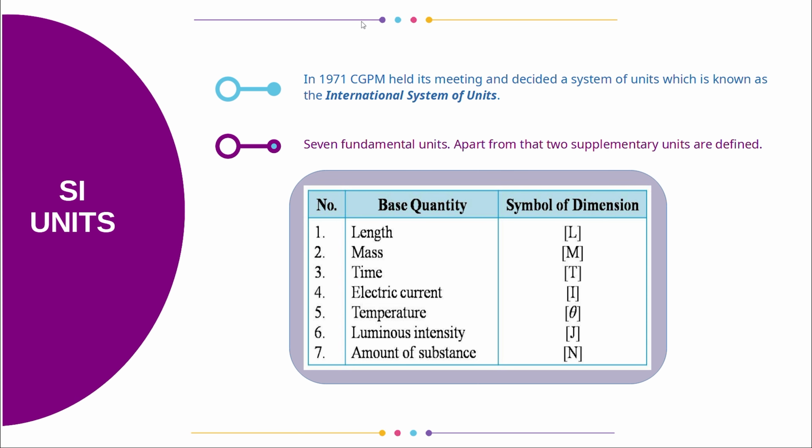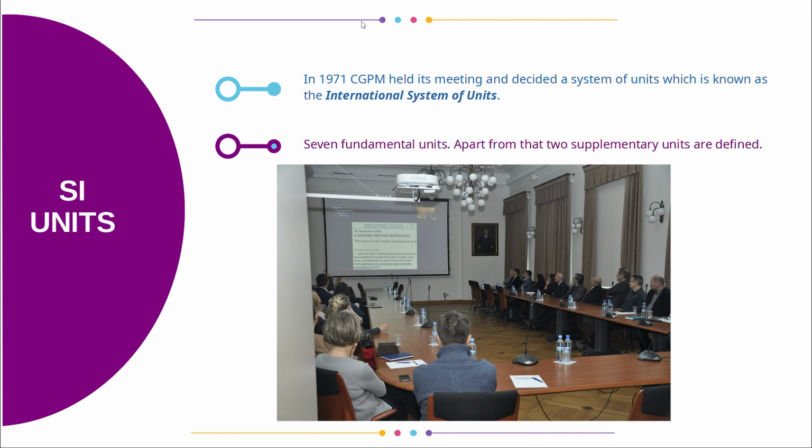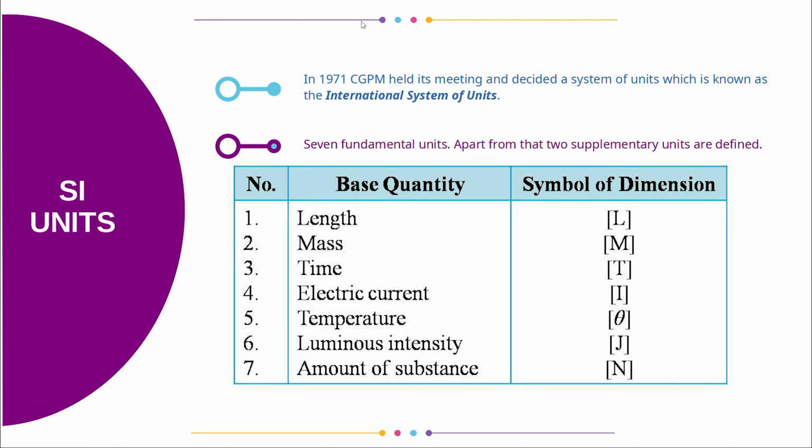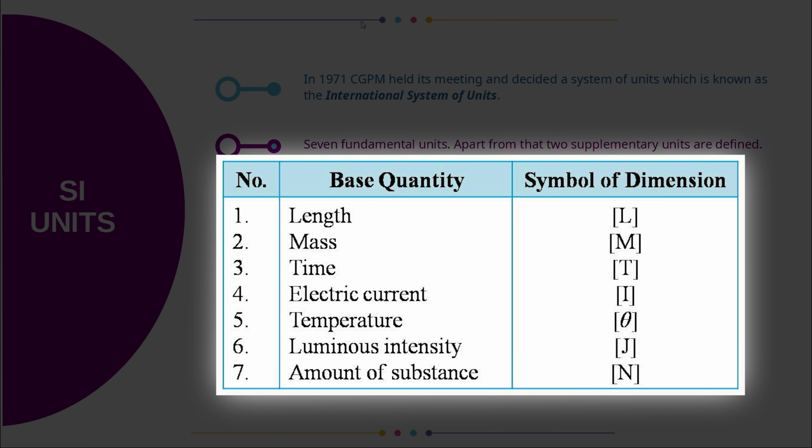CGPM held its meeting and they decided a system of units known as the International System of Units, which is abbreviated as SI. SI units are widely used throughout the world. SI unit matters because of its universality, consistency, and simplicity. There are 7 base SI units, each representing a fundamental physical quantity. The table shows the 7 fundamental physical quantities and their symbol of dimension.